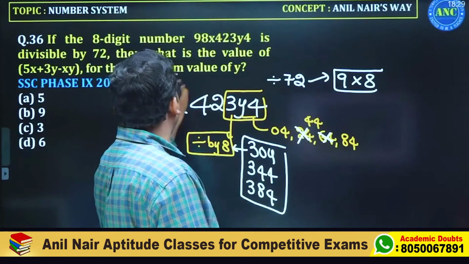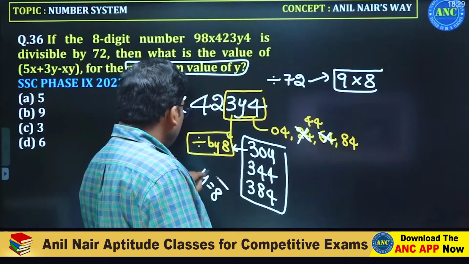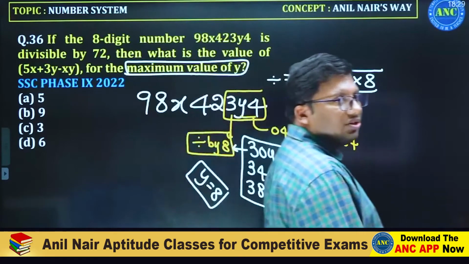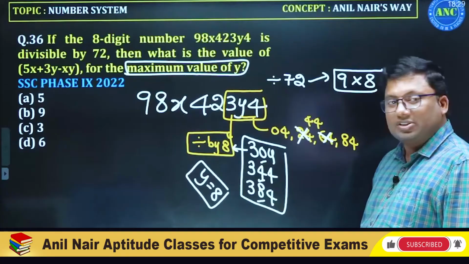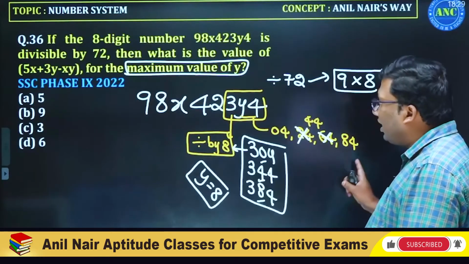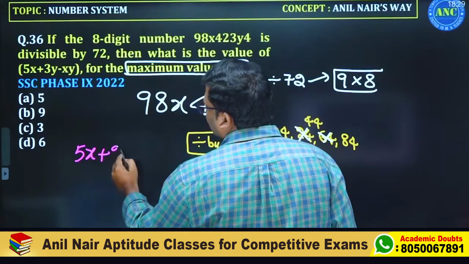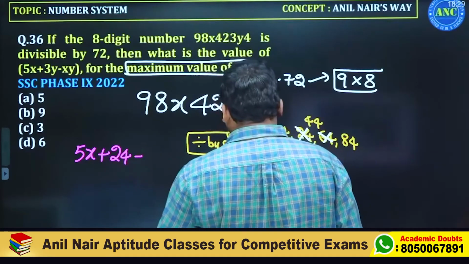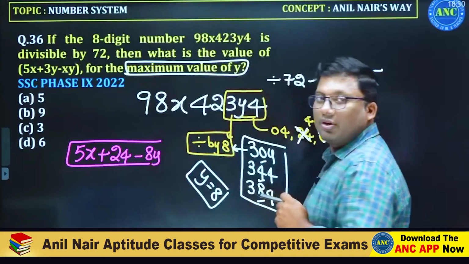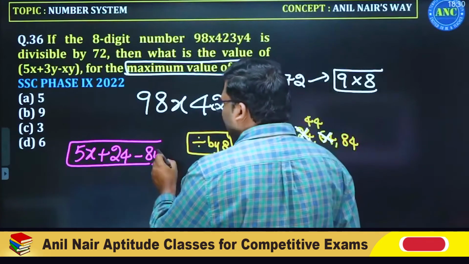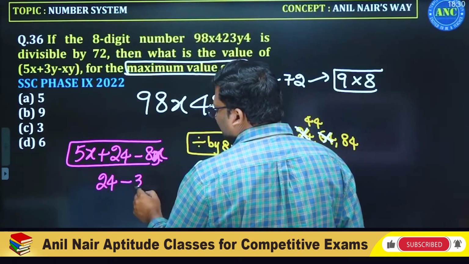For the maximum value, what is the maximum value of y? It is 8. These are all the values of y, so y will be 8. If I substitute y equals 8, this will be 5x plus 3 8s are 24 minus 8x, that is 5x plus 24 minus 8x.